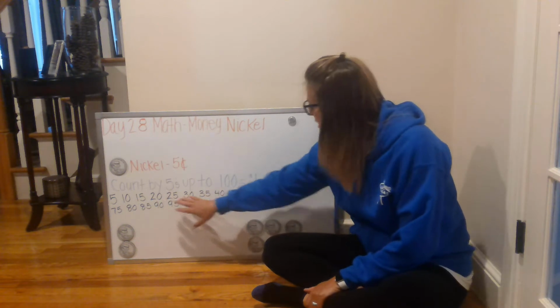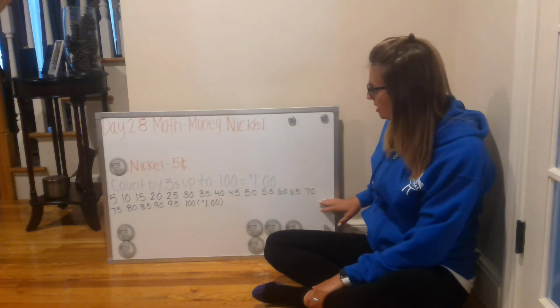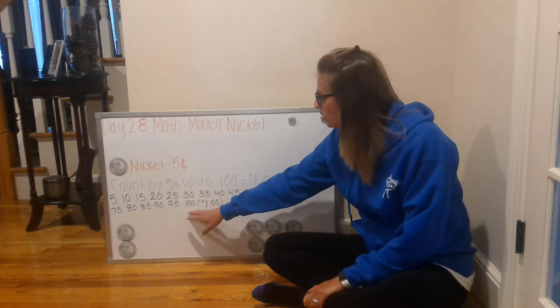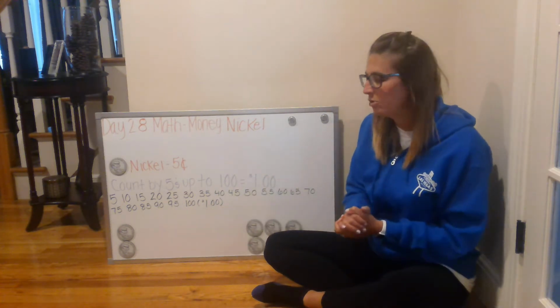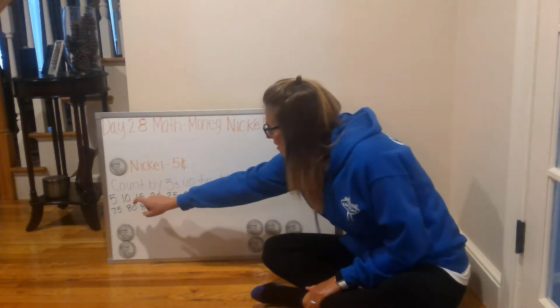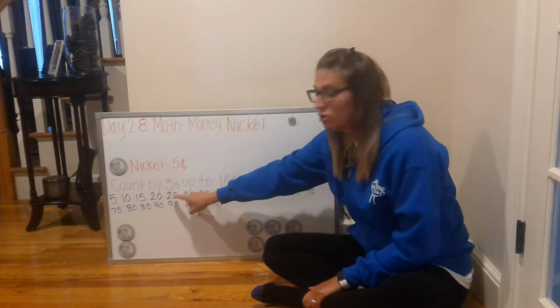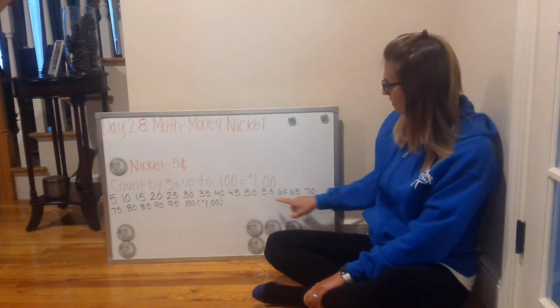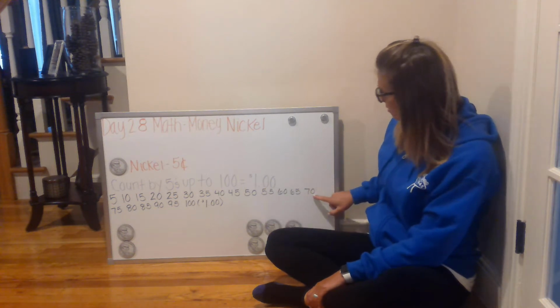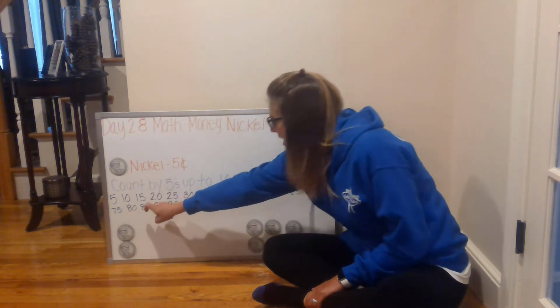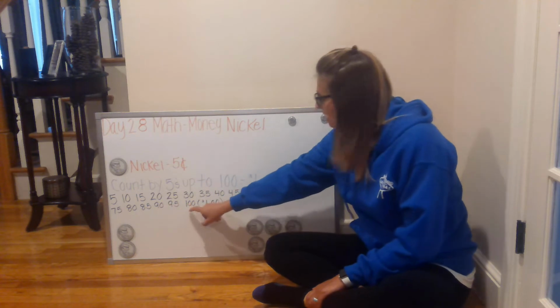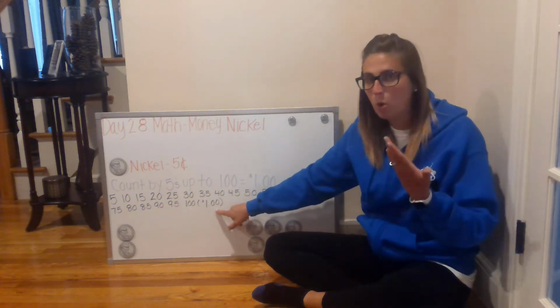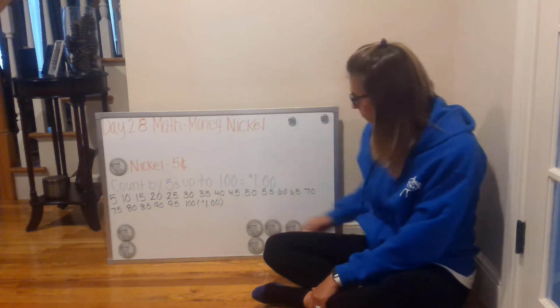So what I did was I did a number line of counting by fives here. We're going to count by fives up to 100, but which really equals $1. 5, 10, 15, 20, 25, 30, 35, 40, 45, 50, 55, 60, 65, 70, 75, 80, 85, 90, 95, 100, but it's really $1 when we talk about money.